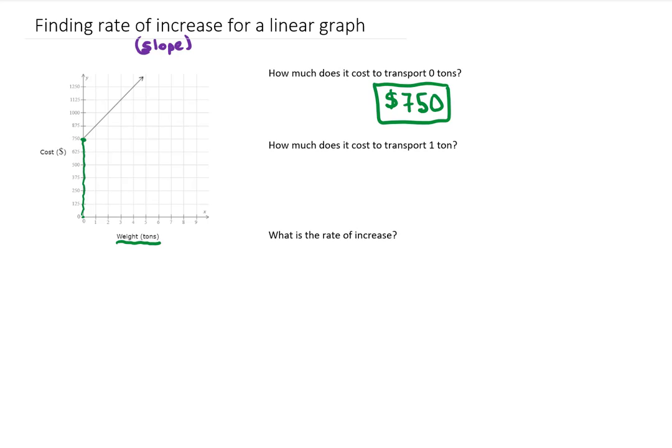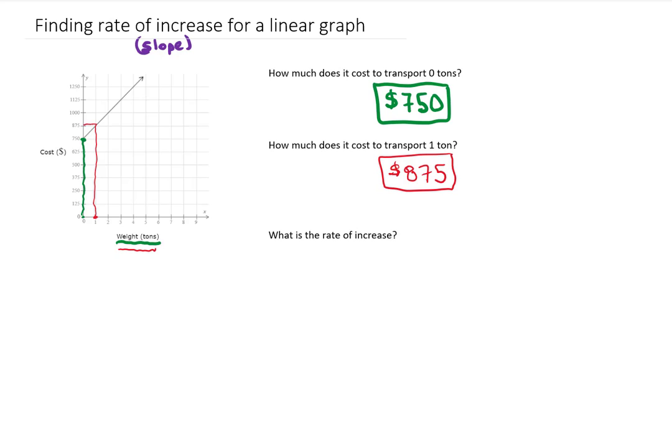Problem number 2. How much does it cost to transport 1 ton? So again, tons is along the x-axis, so I'm going to now go along the x-axis till I find the number 1 representing 1 ton, travel up to the picture, and then figure out what its output is. And it looks like its output is 875. So the dollar amount here is going to be $875.